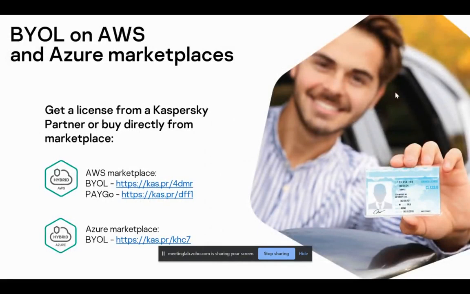As I mentioned, we have two models on cloud: pay as you go, or pay per use, and bring your own license. Pay per use enables security procurement and billing directly through the cloud provider's marketplace. It's available for AWS currently, and BYOL is available for both AWS and Azure.